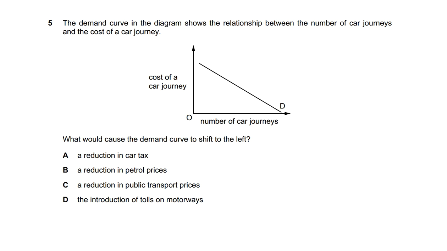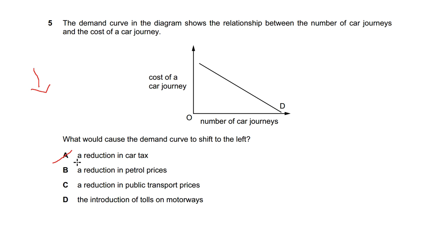Option A talks about a reduction in car tax. A reduction in car tax means that the cost of a car journey would actually go down. If the cost of a car journey were to go down, that means that it would be cheaper to travel. And since this is a change in the price, the only movement will be along the curve, there won't be a shift. So this is out.